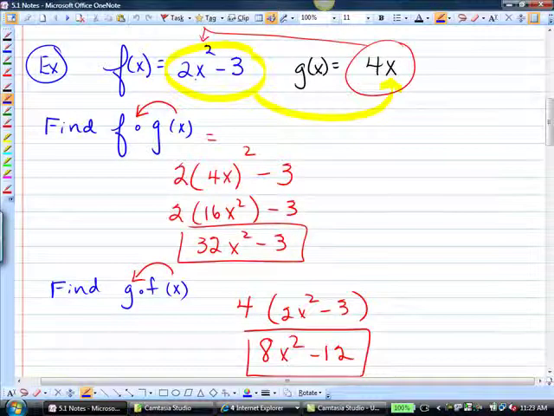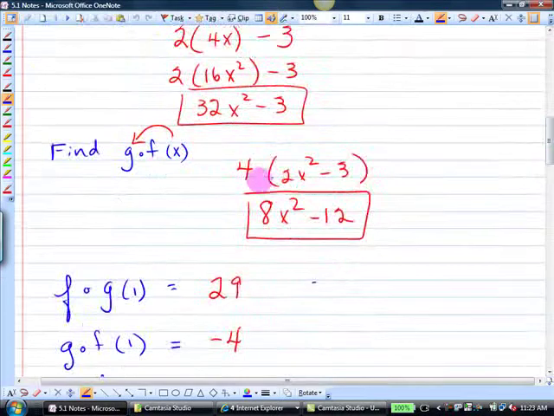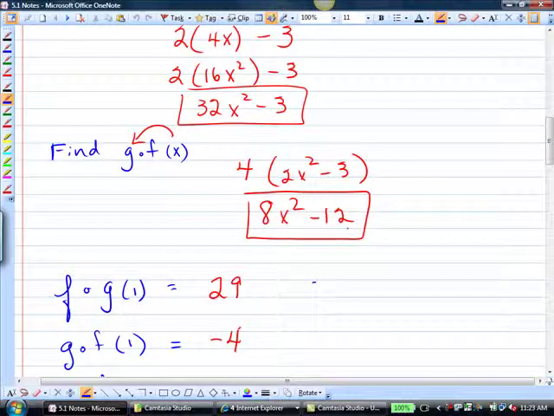Okay, all right, good. All right, so the opposite, if we want to do g of f of x, that means we're going to put f into g. So that's the yellow marking. We're going to take this and put it in for x here. So down here we've got 4 times 2x squared minus 3, and we get 8x squared minus 12. Okay, so if you're asked to literally come up with what the function is, this is what you're going to have to do. Put one into the other.